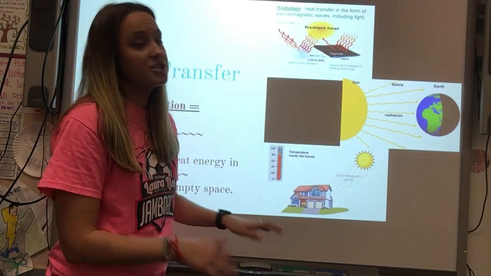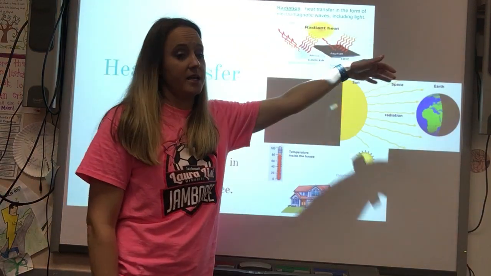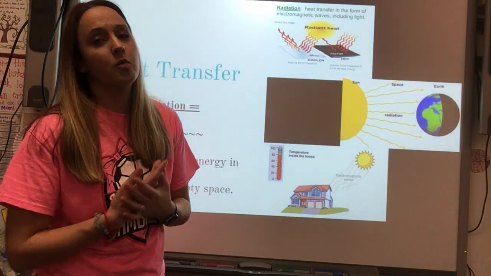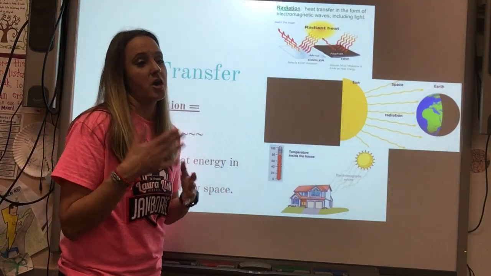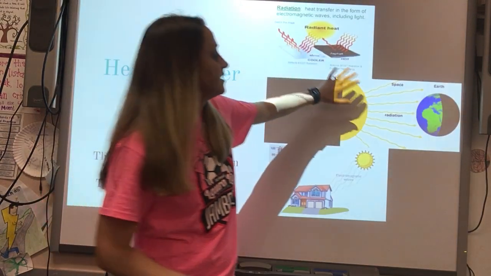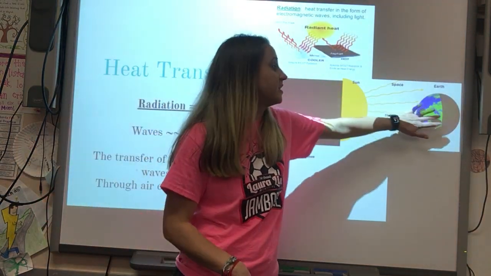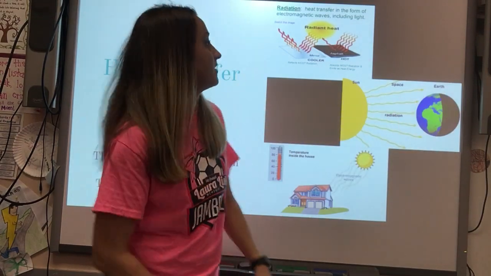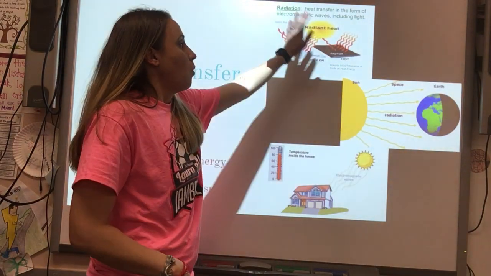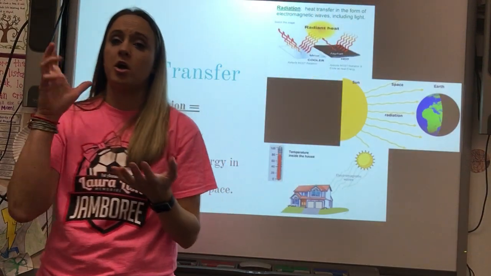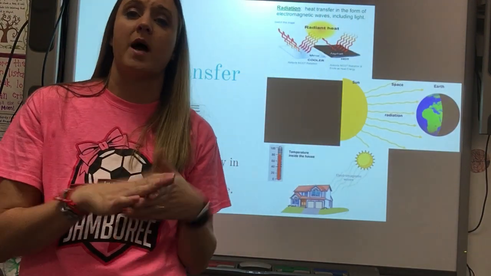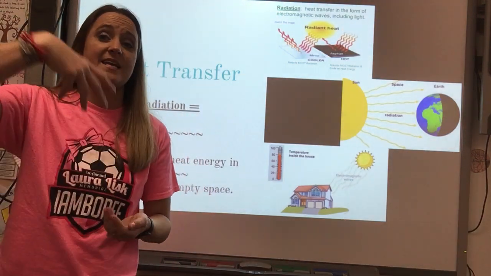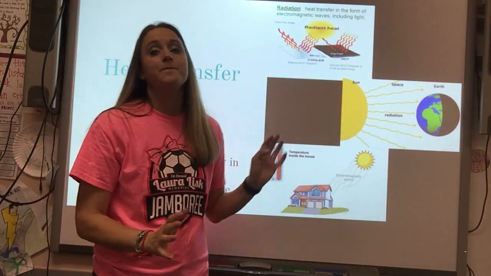The sun's radiation waves come down and heat the surface of the earth or the roof of your home or whatever it is that those radiation waves are coming in contact with. Okay, so the sun's radiation hits the earth and warms the surface of the earth. Also, when the sun's rays are absorbed by, let's say, the roof of your house, the roof of your house then radiates that heat back into the atmosphere.